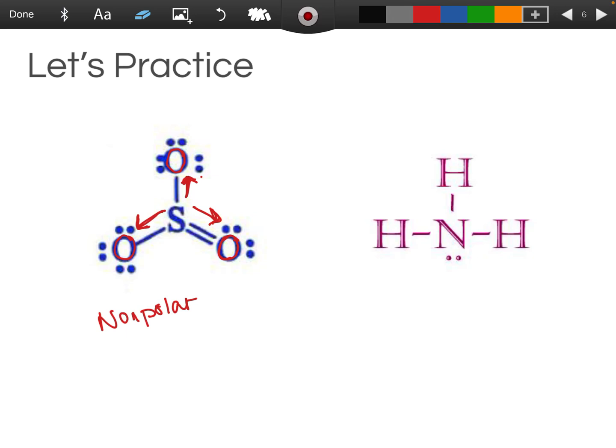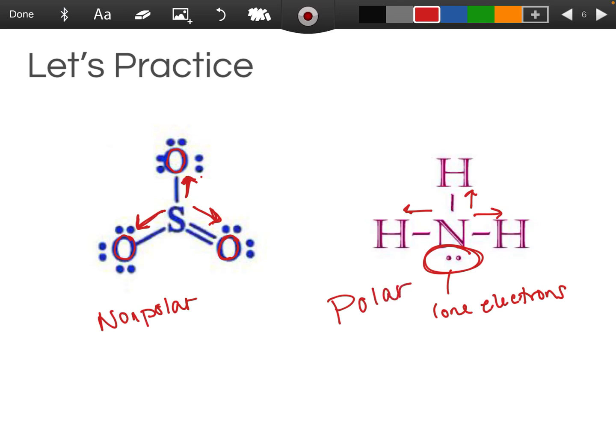All right, NH3, you have hydrogen pulling on this end, hydrogen pulling up, hydrogen pulling to the right, but then you have these lone electrons down here that are different than any bonded electrons. Those lone electrons make it different, which means that this molecule is going to be polar because one side is pulling differently than the other.